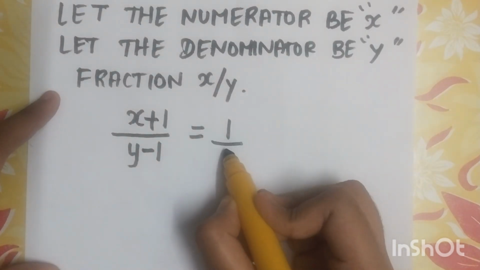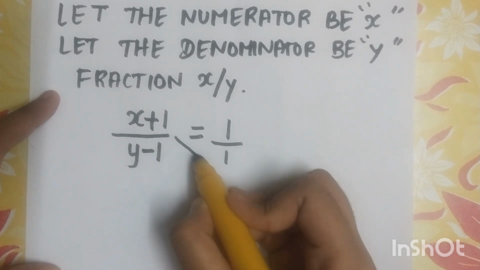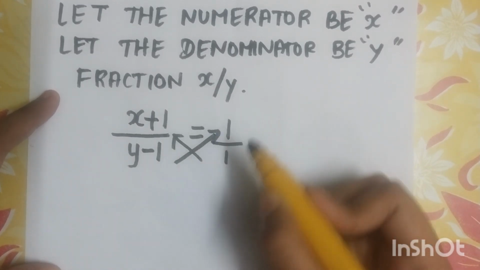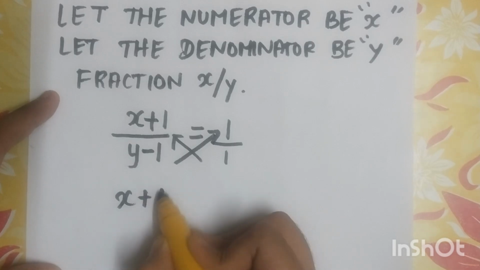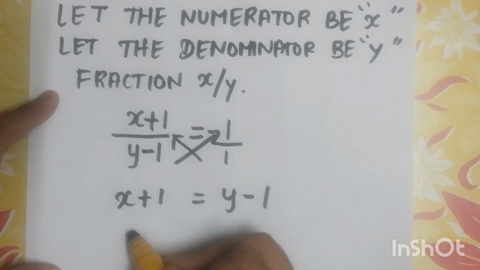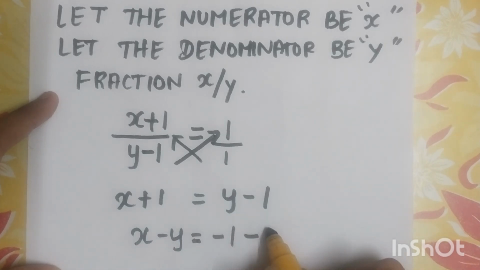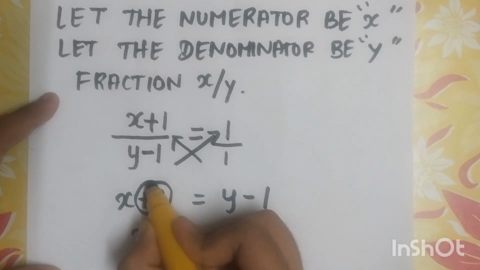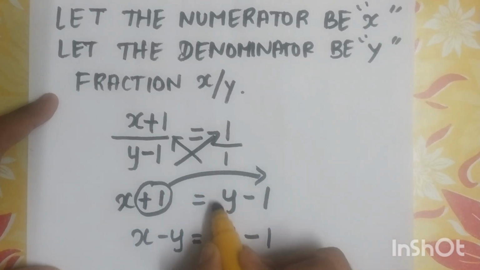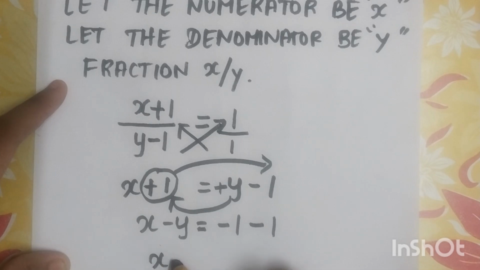Now we have to frame this in an equation form, so I'm going to cross multiply here. So x plus 1 equals y minus 1, so x minus y is equal to minus 1 minus 1, as this plus 1 goes here and this y shifts here. So x minus y is equal to minus 2 will be my first equation.